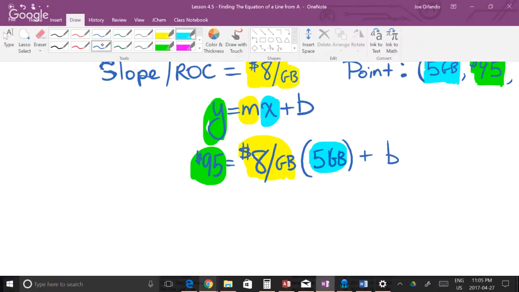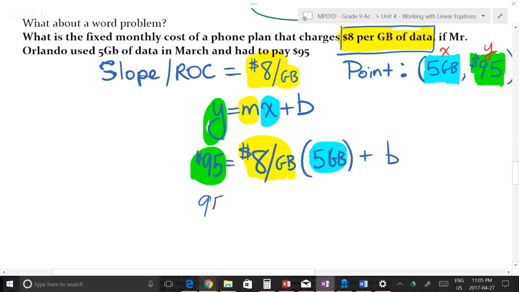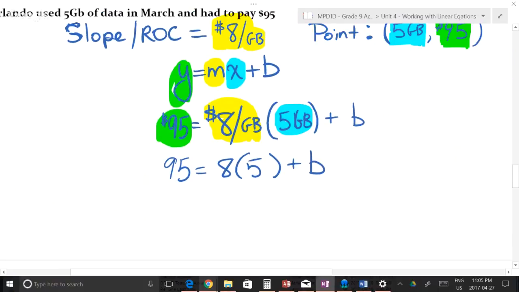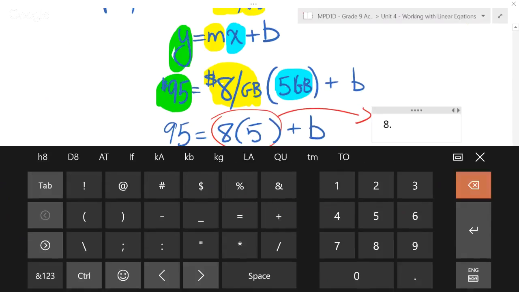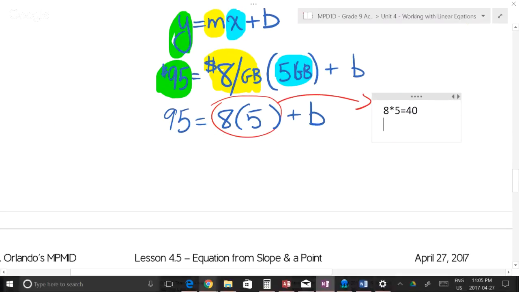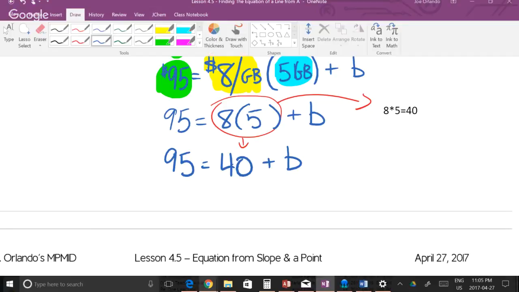Now to do math, it's often not helpful to have all these symbols, so I would probably just say 95 equals 8 times 5 plus b. Now again, we've got to do this math in the middle. What is 8 times 5? Well, you probably don't need your calculator for this, but just for the sake of consistency, I'm going to do it. 8 times 5 is equal to 40. So we're going to say my $95 bill included $40 that was the result of my data usage, plus b, plus that initial rate. Now, how am I going to solve for b, that initial flat fee no matter what?